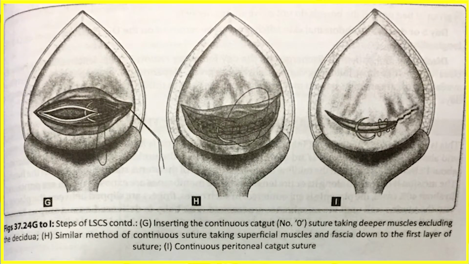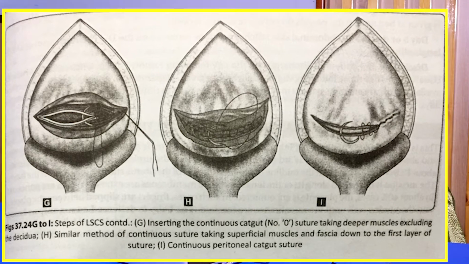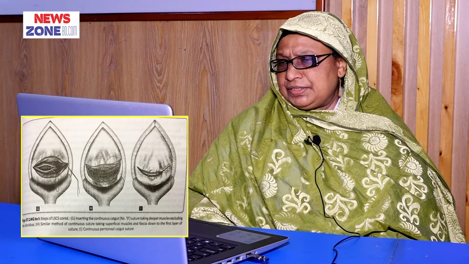First layer. The first stitch is placed on the far side in the lateral angle of the uterine incision and tied. The suture material is number 0 chromic catgut or Vicryl, and the needle is round body. A continuous running suture is taken through deeper muscles, excluding or including the decidua. It is very difficult to exclude decidua. Ensure effective apposition of the tissues. The stitch is ultimately tied after the suture includes the near end of the angle.